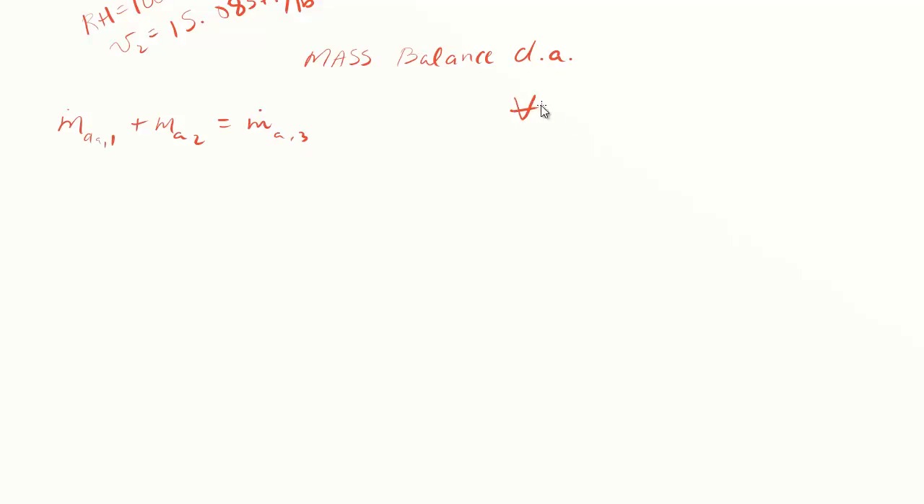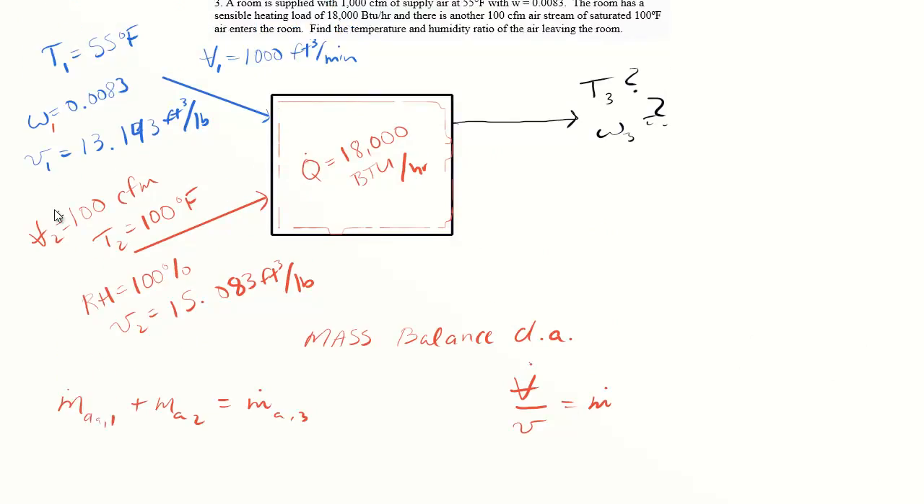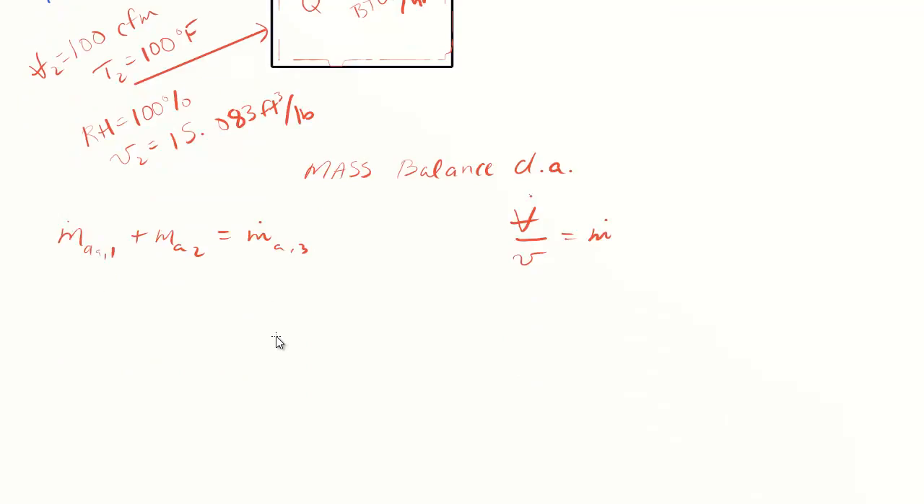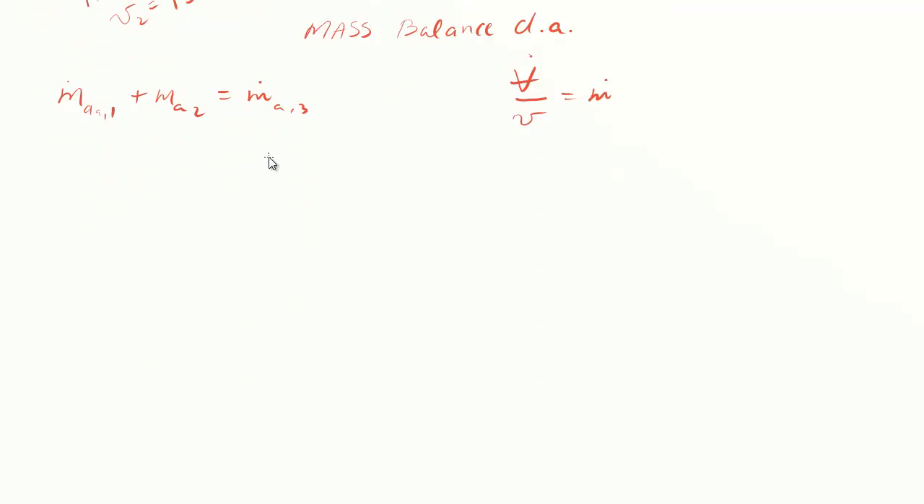And we also know that if we take our volumetric flow and divide it by a specific volume, we are going to get a mass flow rate. So for these two input terms, we have a volumetric flow and a specific volume. Then we can calculate out that mass flow rate of dry air coming out. So if I did that, we would have, for instance, 1,000 feet cubed per minute divided by the 13.143 feet cubed per pound. And I'm going to leave the units off on this next one. They're the same types of units on the top and bottom.